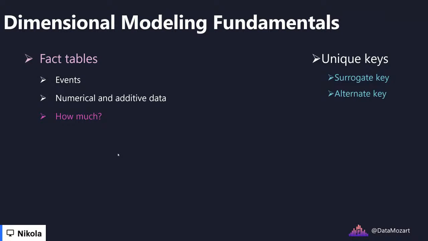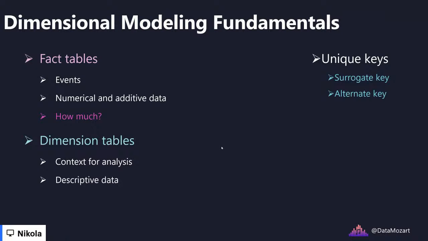So how much did we sell? How much money did we make? How many customers did we lose, and so on. And then we have dimension tables, which provide context for this analysis. And when I say context, they contain descriptive data. So think of them as lookup tables.